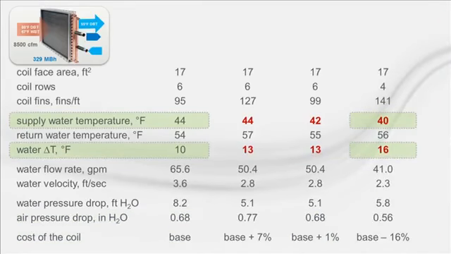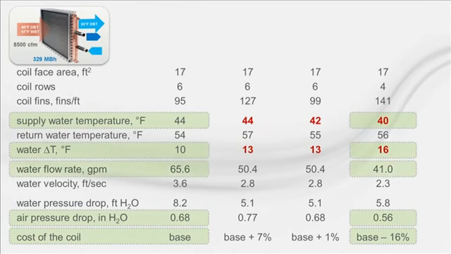And this last selection takes it even one step further, with 40-degree supply water and a 16-degree delta T. In this case, the coil provides the needed capacity with only 4 rows, which significantly reduces the air pressure drop and cost. And the larger delta T means an even further reduction in water flow rate.